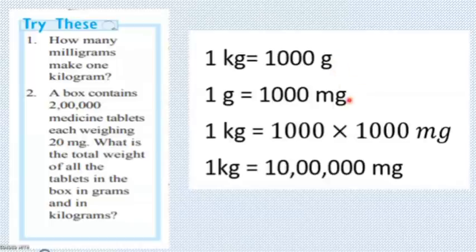Converting gram into milligram means from bigger to smaller unit. So you know that you will have to multiply. Multiplying 1000 gram by 1000, you will get milligram. So 1 kilogram is equal to 10 lakh milligram.